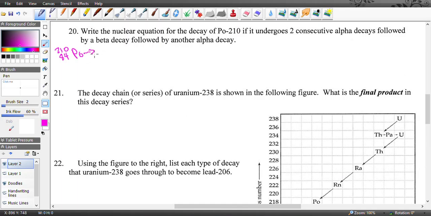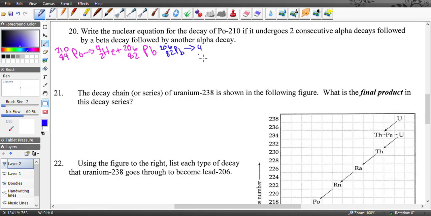All right. So we're going to do our first alpha decay, 4 2 He. 210 minus 4 is 206, and then 82, because 84 minus 2. And when we look at that element, it's going to be lead, actually. Lead, yep, lead 206. All right, so again, color change, 206, 82 Pb. That's going to go through another alpha decay, right?